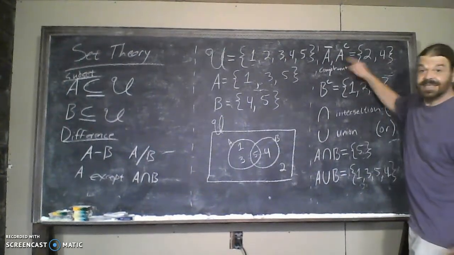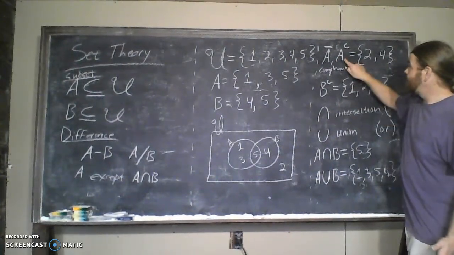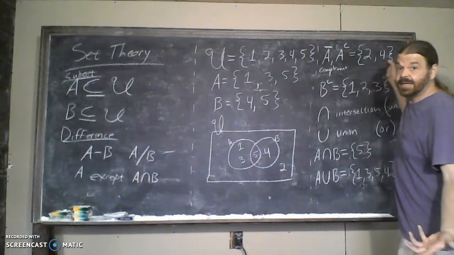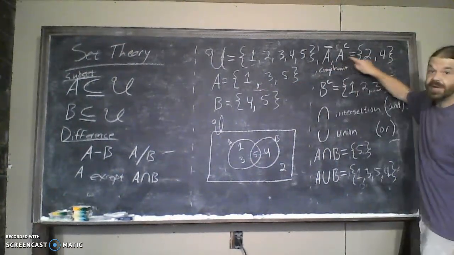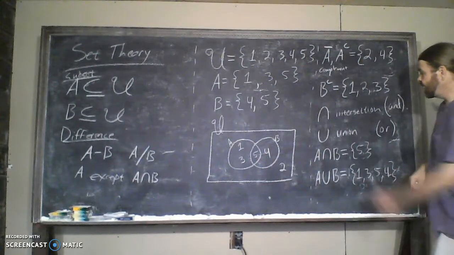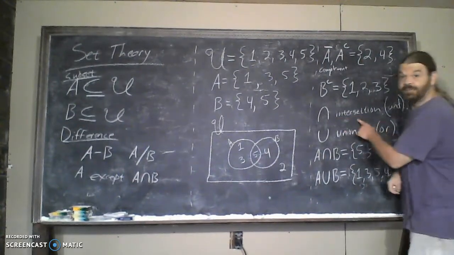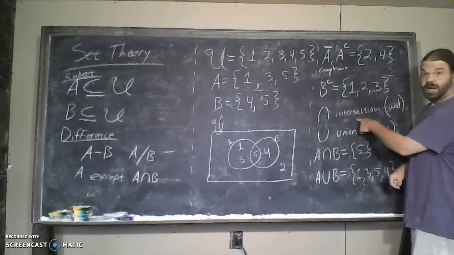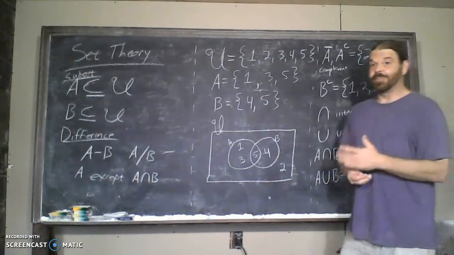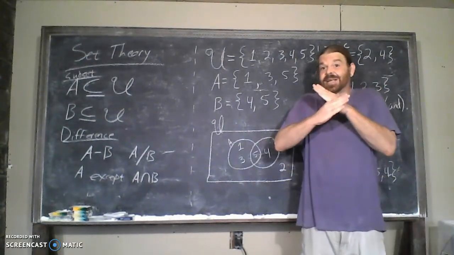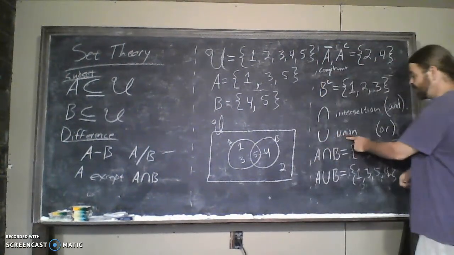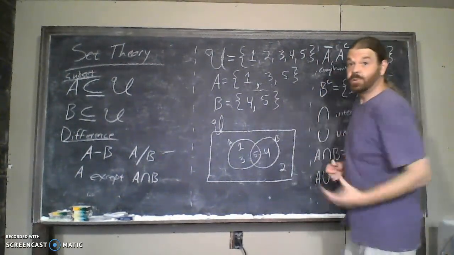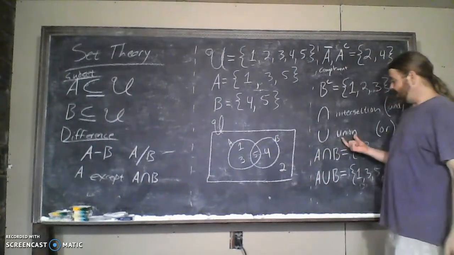Then the complement of the set is everything that's not in the set. So like the complement of A is everything that's not in A. Here, A is the odd numbers, which means the complement of A is the even numbers. Intersection is what they have in common, where they intersect, the common point between them. The union is just joining everything together.